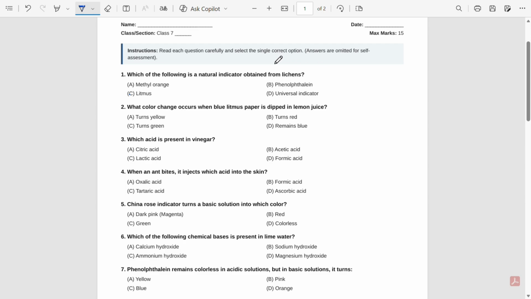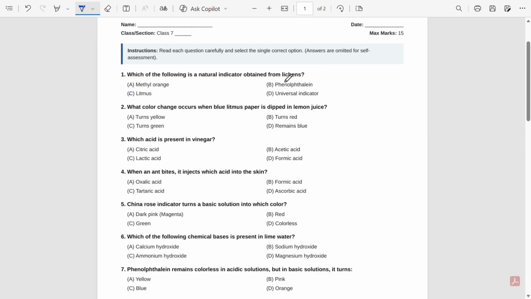You know very well, lichens are one type of natural product. From these lichens, we are getting a natural indicator that is called, well. Just guess yourself, all of you. Just pause the video and guess yourself.